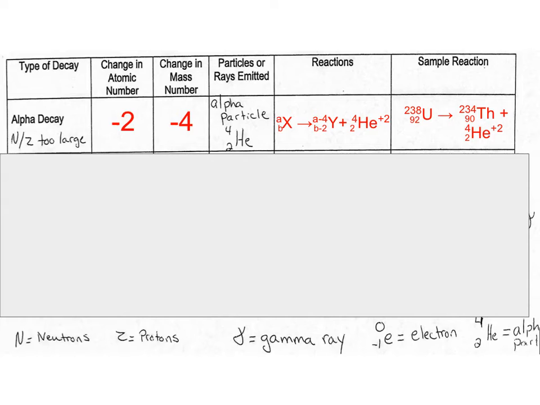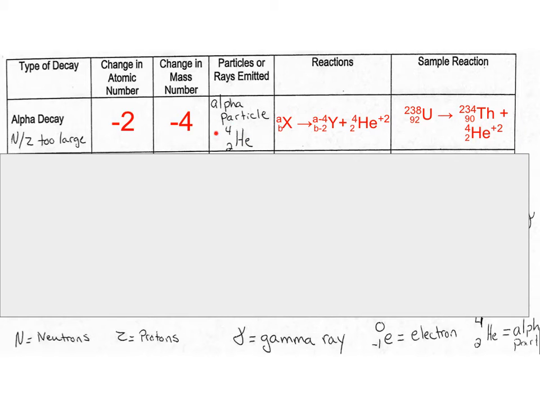What is going to happen, literally what you guys are going to record in here, the change in atomic number, is we are going to see a decrease of atomic number by 2, meaning 2 protons are going to be given away. At the same time, our mass number is going to decrease by 4, and that makes sense because we are getting rid of an alpha particle, which has 2 protons, 2 neutrons, so 2 plus 2 is 4, right? So the particles or rays that are going to be emitted are either an alpha particle, or we can draw it as a helium, which I prefer.